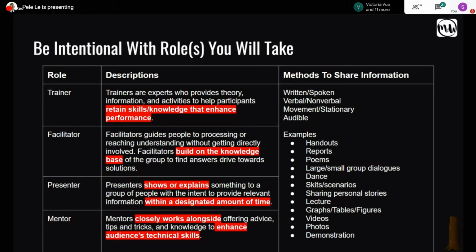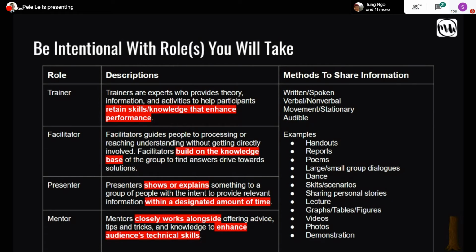The next one is presenter. This is particularly different because this is an individual or a process in which someone shows or explains information within a very designated amount of time. Sometimes I think people overuse or take on the role of presenter too much, and all they do during their workshop is talk, not allowing the audience to engage with each other and build upon an already existing knowledge base. The easiest example is a professor or some type of teacher who is doing a lecture. However, this is also important because most workshops have a part where they talk or lecture specifically about some type of information.